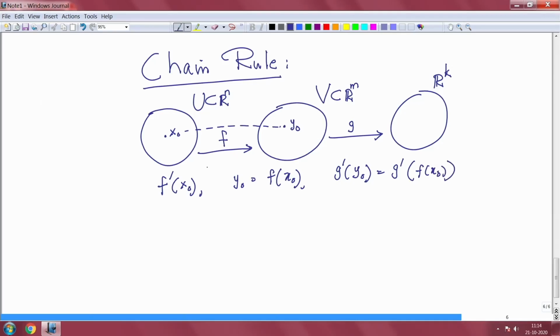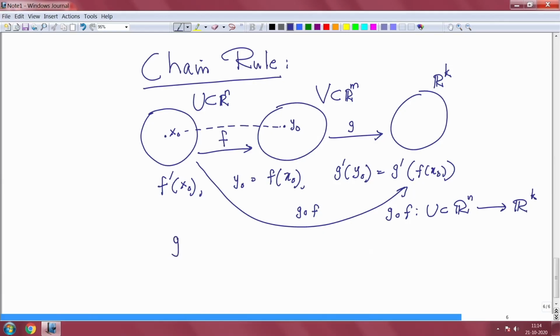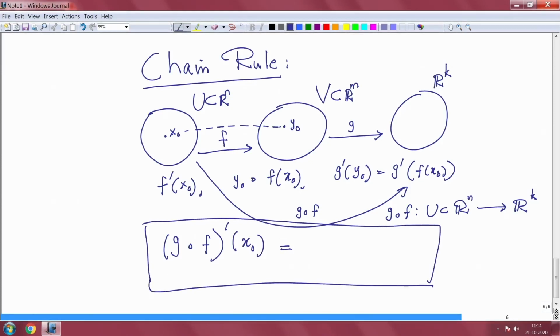So I can compose the maps, that is g composition f. g composition f is a mapping from U, a subset of Rn, to Rk. I can talk about g composition f at x naught. The chain rule tells you that, under conditions, which I will not state as a theorem here, if f is totally differentiable at x naught and g is differentiable, then g composition f is differentiable.